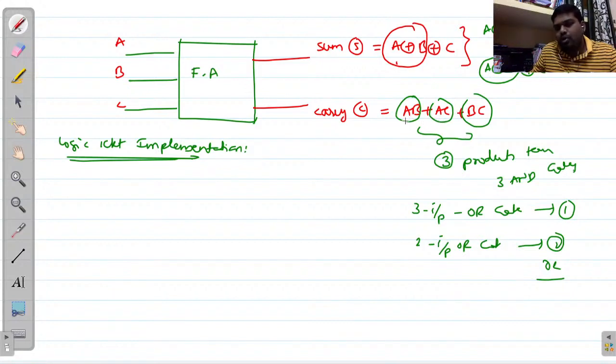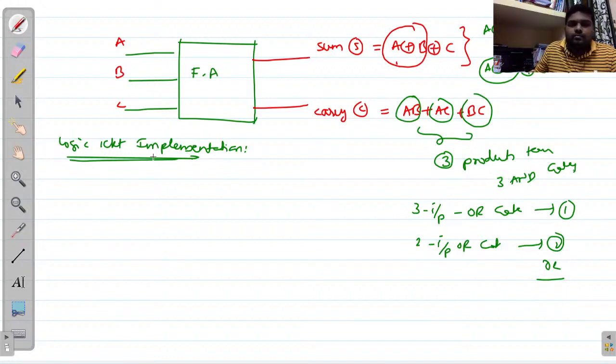Okay, for products point of view we are taking AND gates. For sum point of view we have to go for OR gates. Here we have 3 inputs to OR gate. So for 3 input OR gate we require 1. If you go with the 2 input OR gate, we require 2 to implement this carry, right?